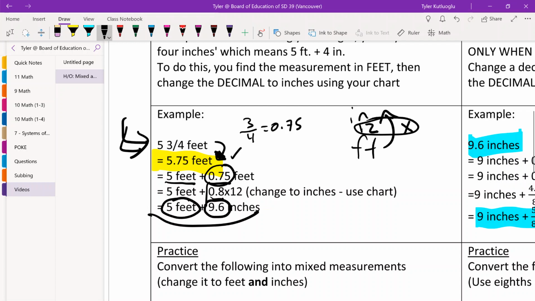So the idea is, if you measure this, it would be 5 feet. Okay, those are each feet, and then you have 9 little inches. Okay, that's how long the thing is. 5 feet plus 9.6 inches at the end.